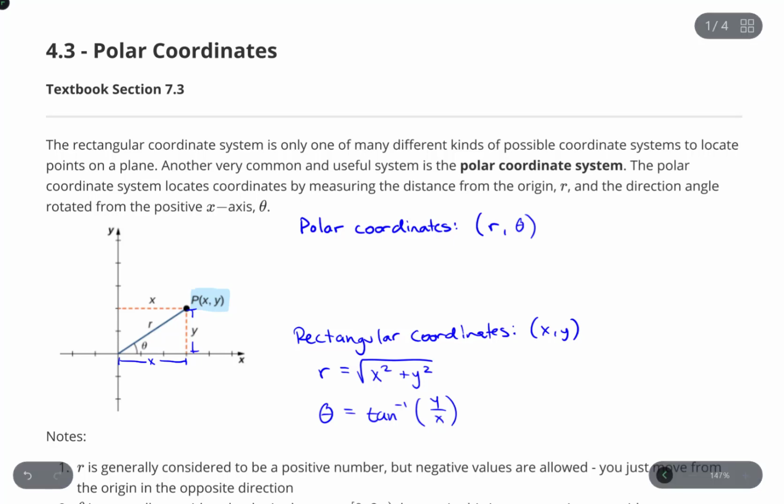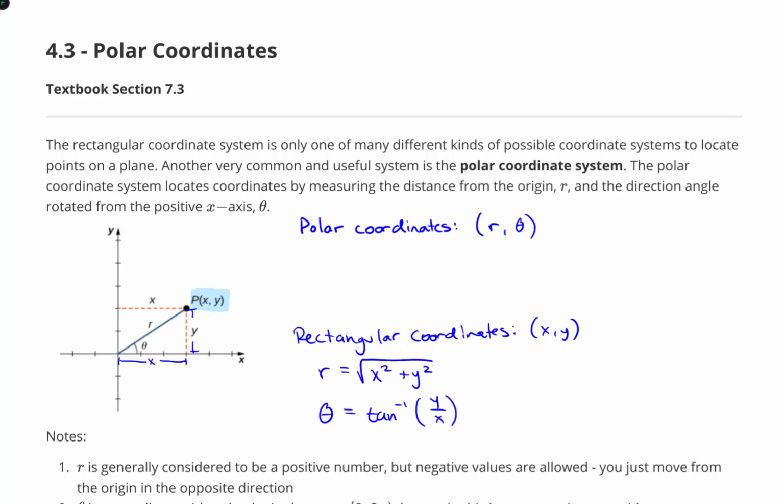And arctangent isn't special here. You could use any of the other trig functions as well, but we already know the values of y and x, so it makes a lot of sense to use tangent. And that way you don't have to calculate r first and then go from there.